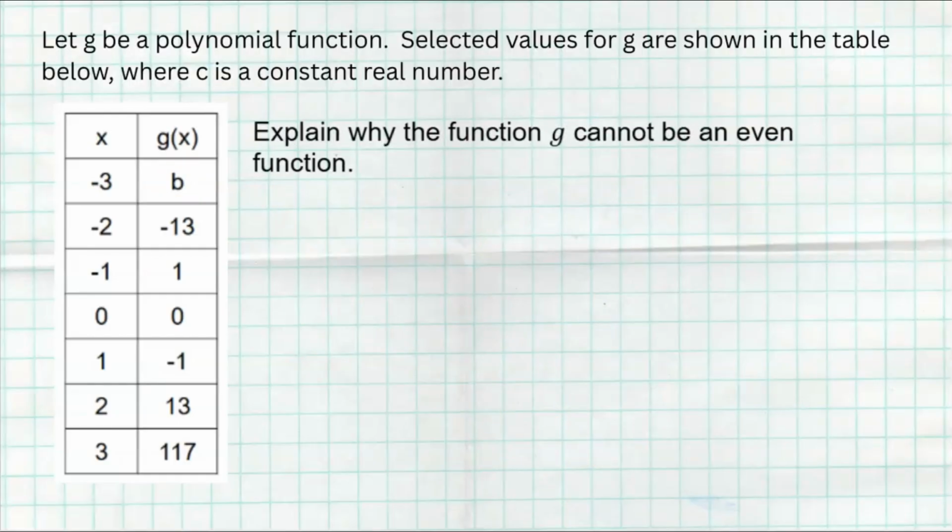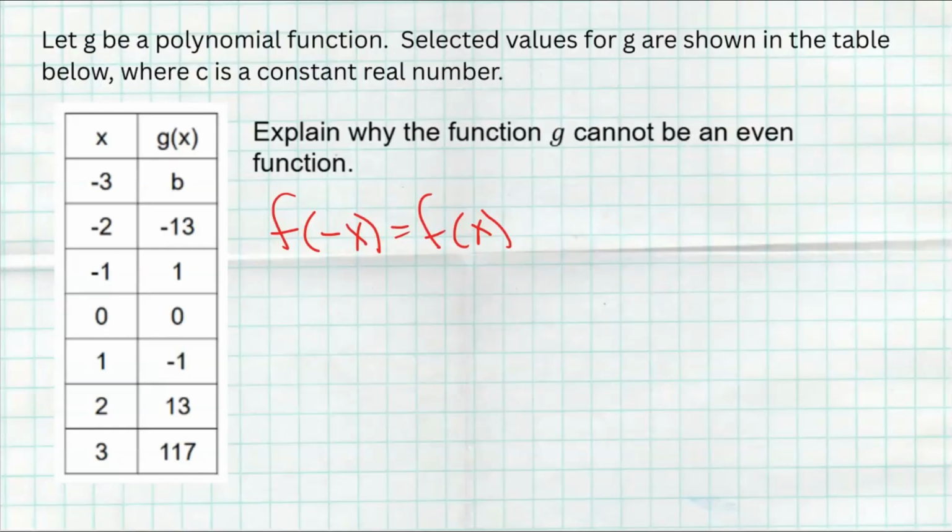In the third part, we were asked to explain why function g cannot be an even function. So let's make sure we first explain the definition of an even function. The definition of an even function is when you plug in a negative value, you get the same thing as if you were to plug in a positive value. They're equal. So for example, if I plug in -5 and I plug in +5, I get the exact same value.